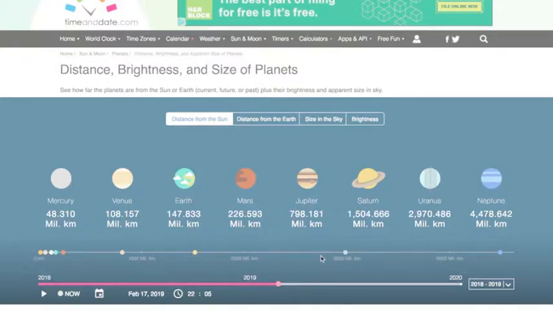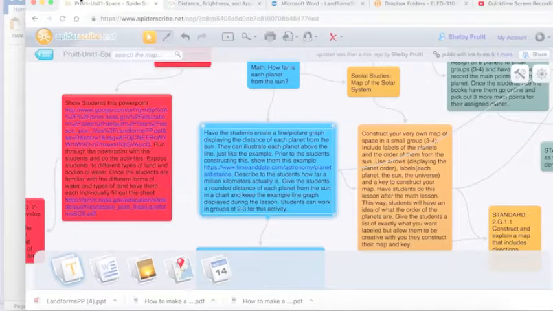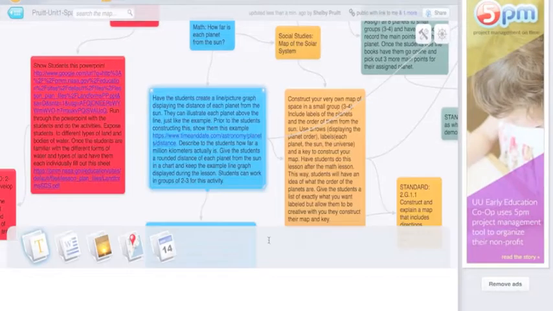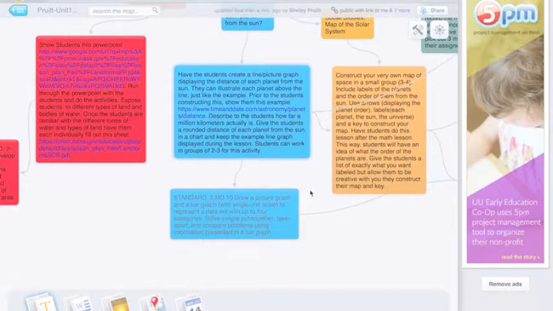And then just show them the example and how they labeled the line graph, and then I do want them to draw an image of each planet above the line graph that they create. Make more sense? I want students to do this in groups of 2 or 3.